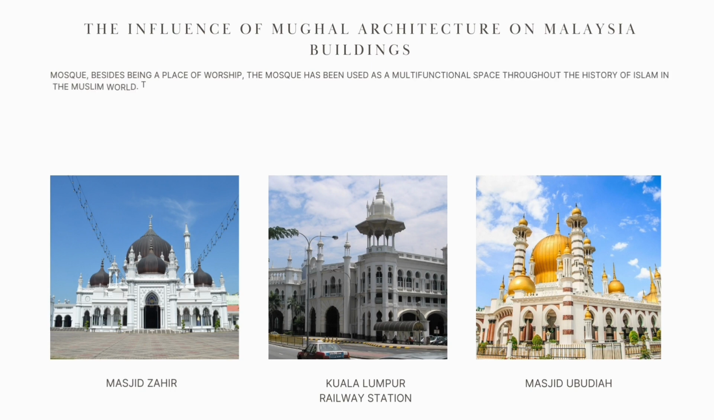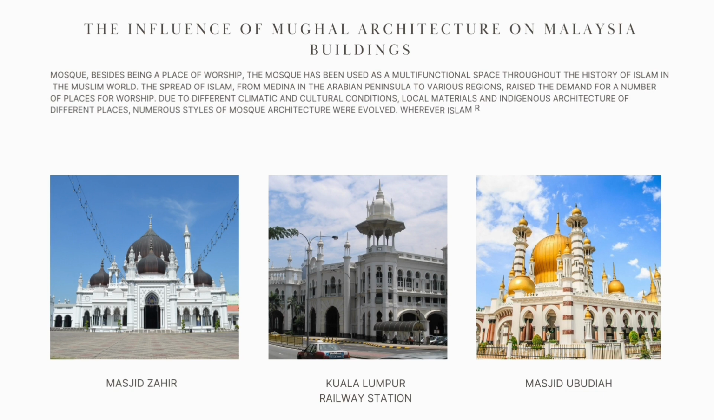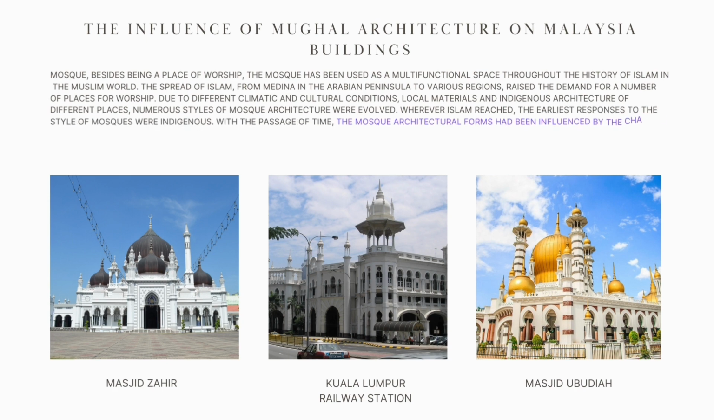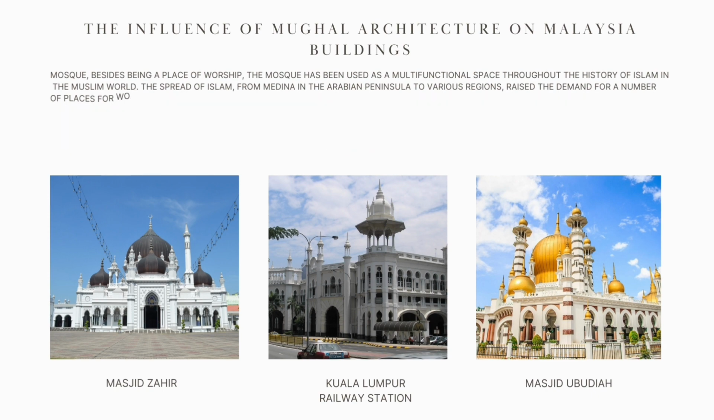The mosque is a place where Muslims gather 5 times a day to perform their prayers. Besides being a place of worship, the mosque has been used as a multifunctional space throughout the history of Islam in the Muslim world. The spread of Islam from Medina in the Arabian Peninsula to various regions raised the demand for a number of places for worship.